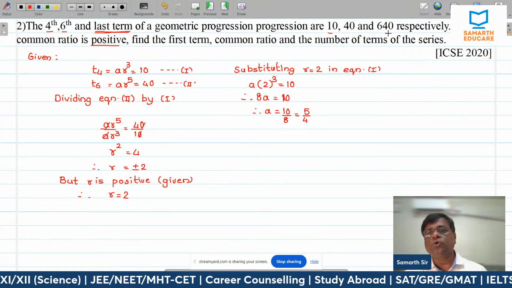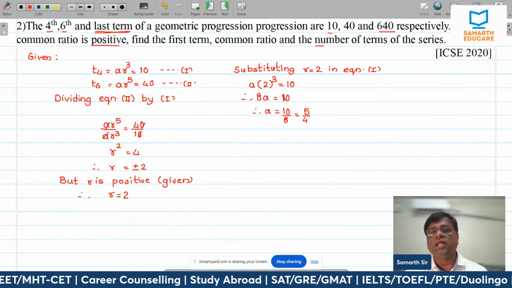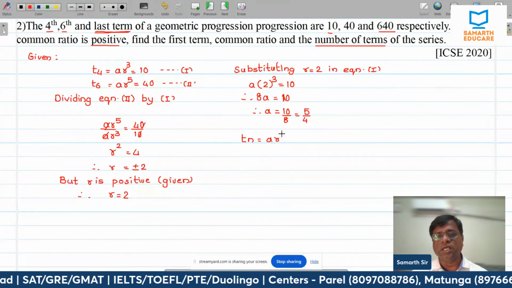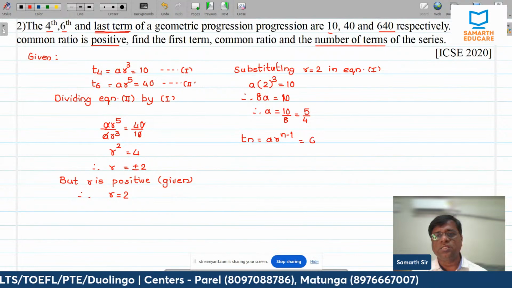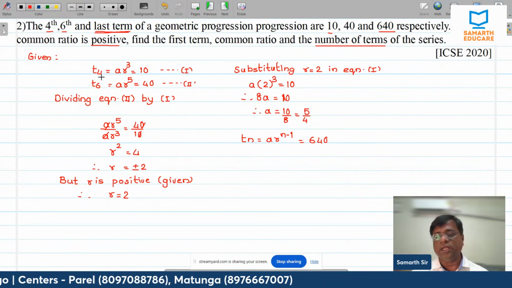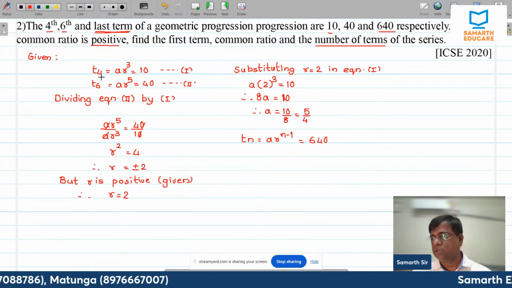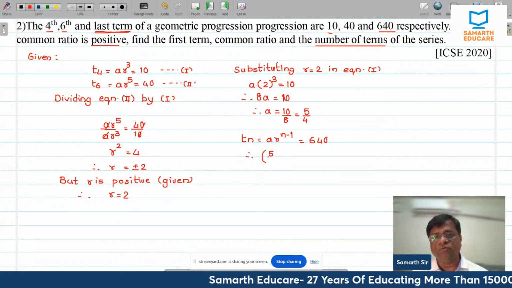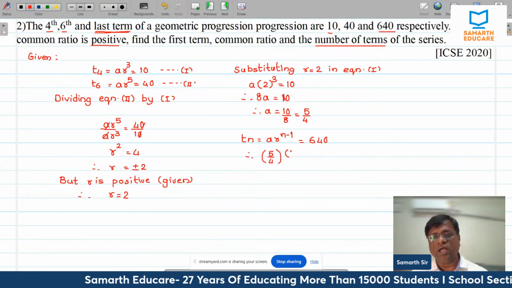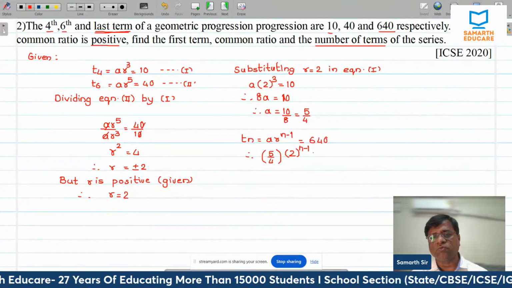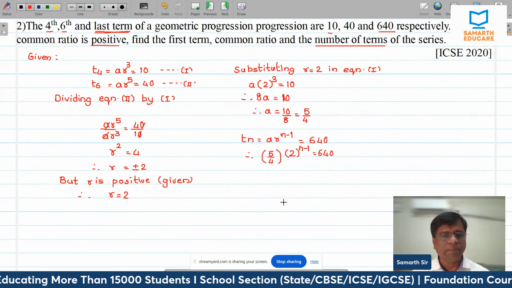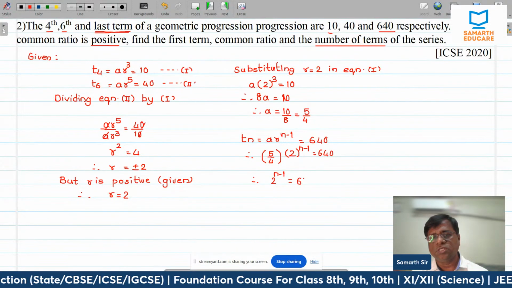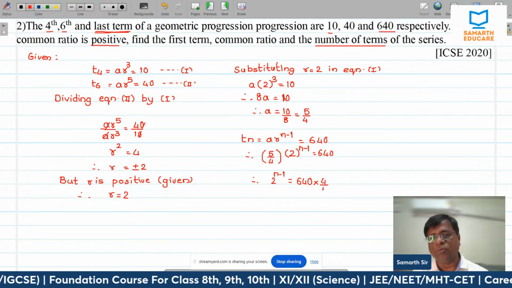Okay, now he also says the nth term is 640. In that case, we are looking for the number of terms. So the nth term, according to my formula, is a r raised to n minus 1, and that is given to us as 640. Here we have the value of a as 5 upon 4, value of r as 2, so 5 upon 4 into 2 raised to n minus 1 is equal to 640. Now 2 raised to n minus 1 is equal to 640 multiplied by 4 upon 5.